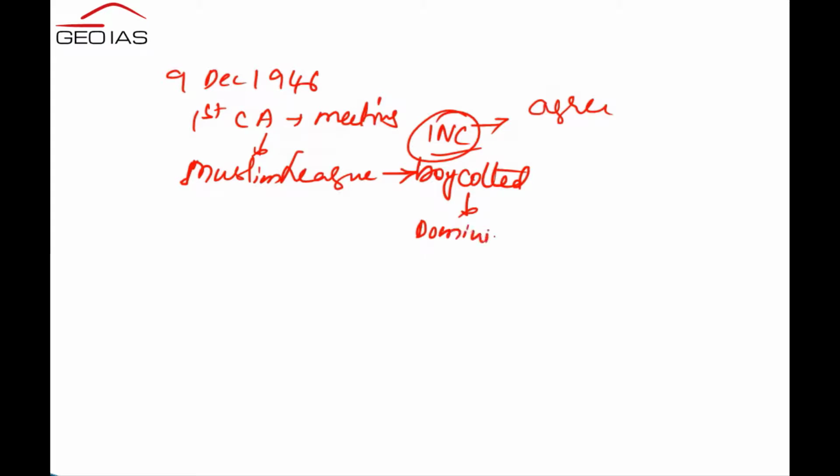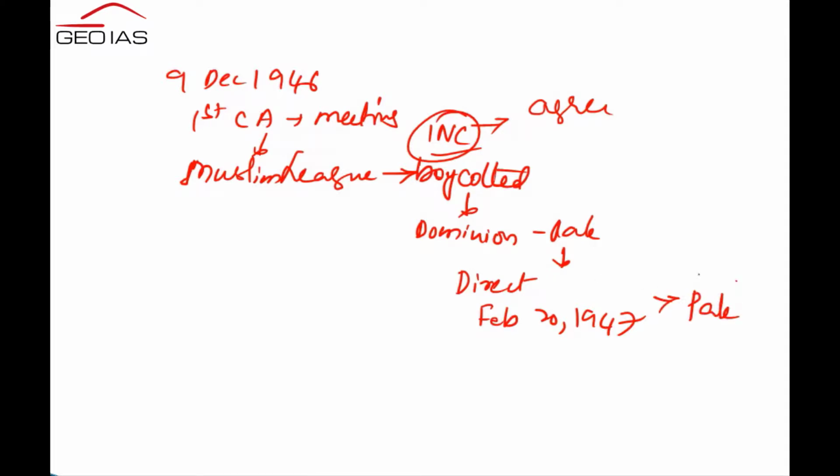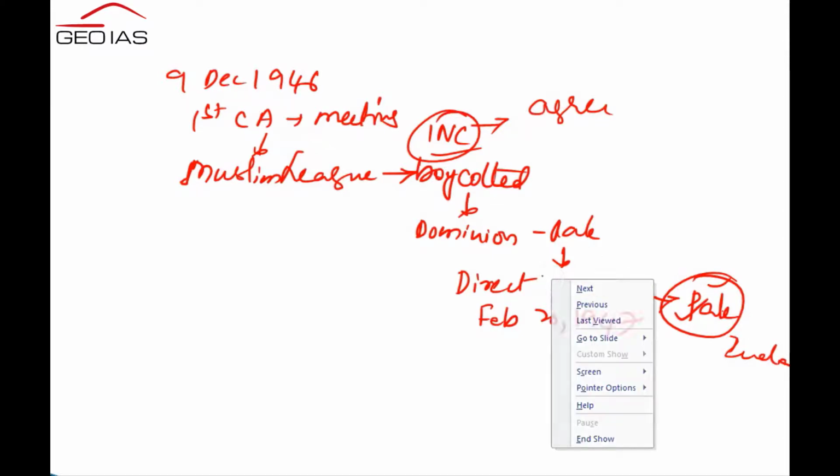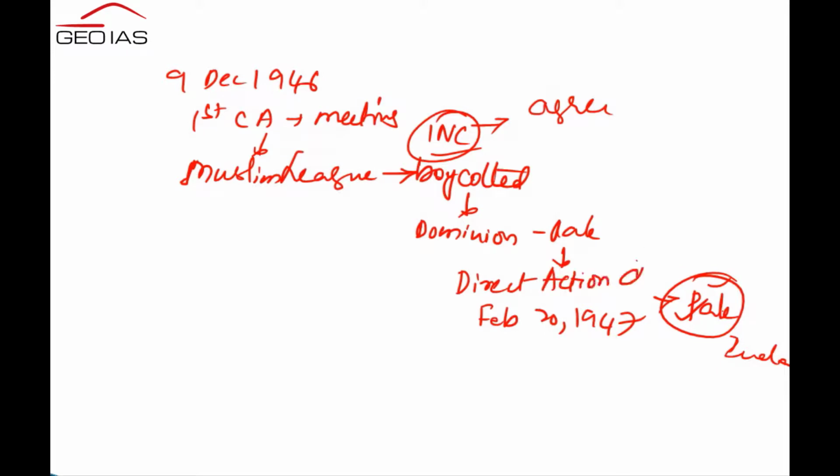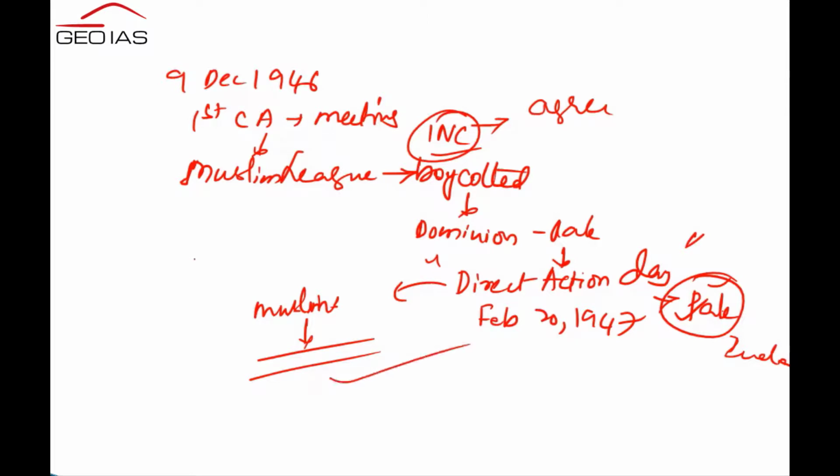They started their demand for a separate dominion, or a separate country, called Pakistan. So Muhammad Ali Jinnah said that on February 28th 1947, if the British government doesn't announce the bifurcation of India into Pakistan and India, or the establishment of the new country called Pakistan, then direct action will be taken, and that day is known as Direct Action Day. On that day, Muslims will come out on the road and kill whoever comes in front of them. So the British Parliament also thought that now it's time to divide the country.